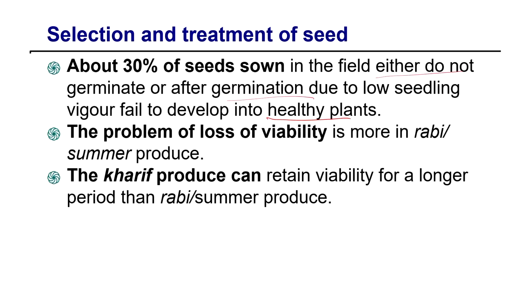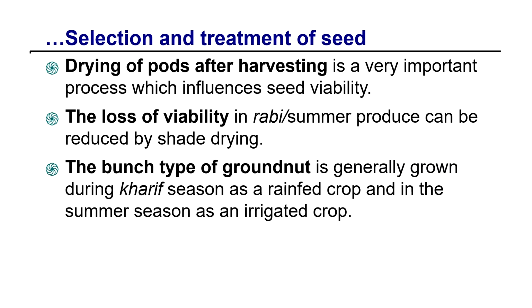The problem of loss of viability is more in Rabi or summer produce. The Kharif produce can retain viability for a longer period. Thus, whenever we are going to select the seed, that should be taken from the Kharif crop, not from the Rabi or winter crop or summer crop. Drying of pods after harvesting is a very important process which influences the seed viability. If it is too dry or wet, then you may not get better germination. If seed is too wet, having moisture more than 15%, then it can be deteriorated by fungus and other agents. This loss of viability in Rabi or summer produce can be reduced by shade drying.